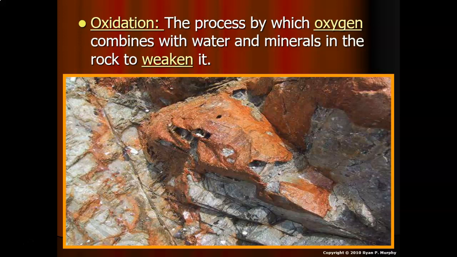So before we had carbon dioxide combining with water. Now it's oxygen combining with water. And when it does, and that mixes with the minerals in the rock, it tends to weaken those minerals. And you actually get rust on rock. So rust comes from the combination of oxygen and water. It gets on the rocks and it rusts the rocks and kind of eats away at the minerals and weakens the rock.